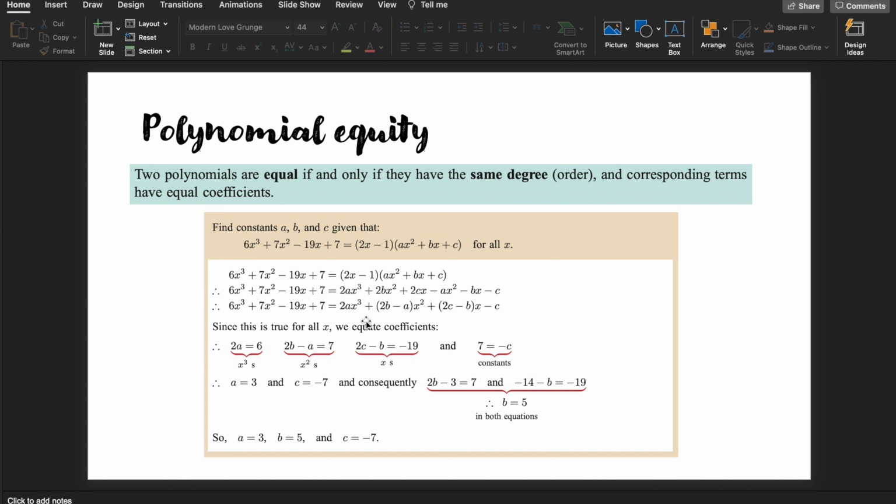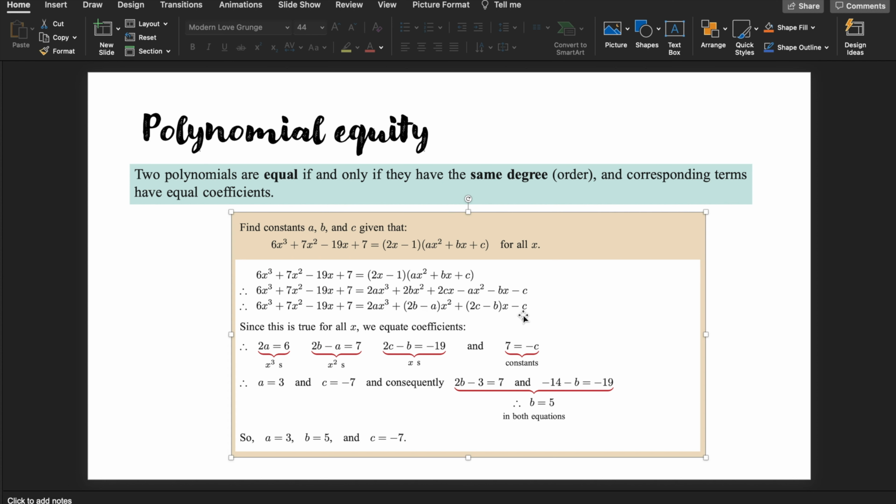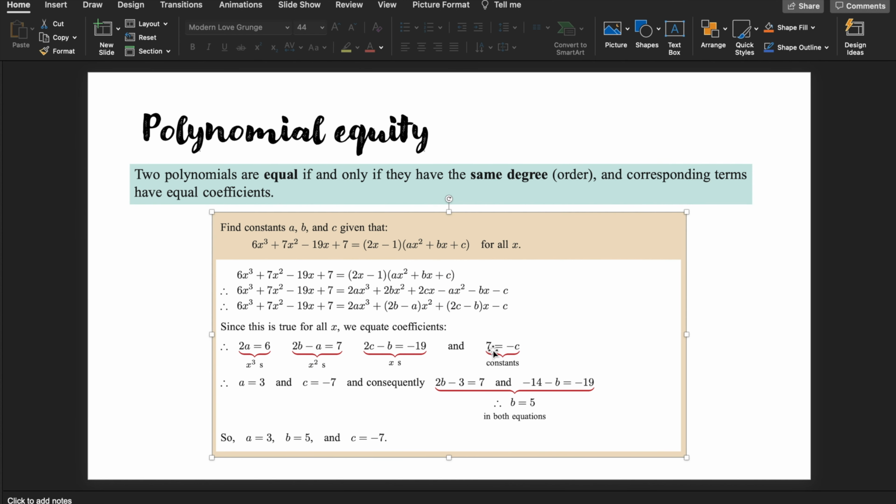And then what we can do next is find the value of c, because it doesn't have any other variable related to it, in the sense it doesn't have multiple variables to solve for. So we first find the value of c, which is -7, and then we can equate 2b minus a to 7, and we already have the value of a, so we can substitute that. So it would be 2b minus 3 equals 7. So it would be 2b equals 10 and b would be 5.